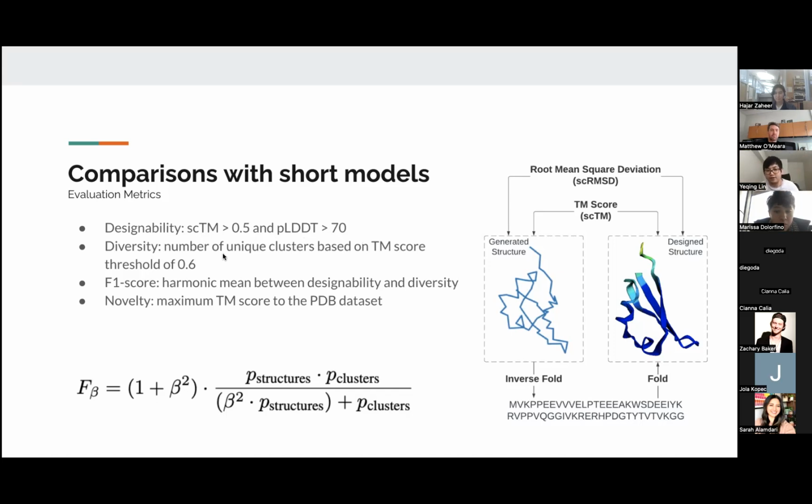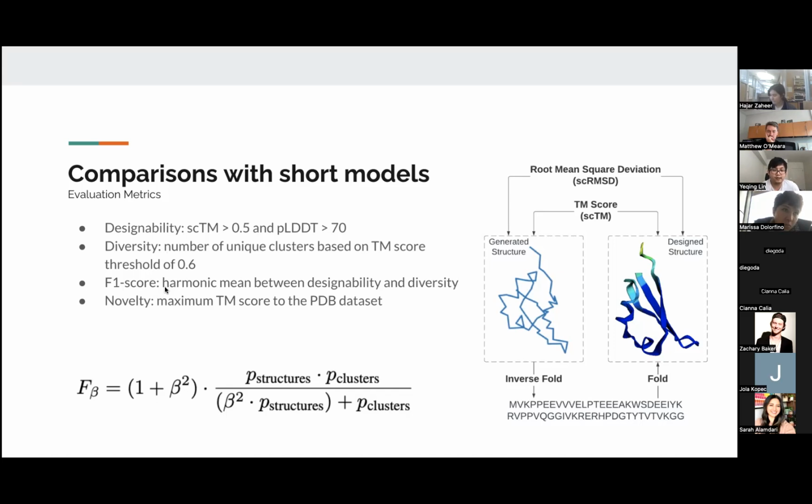The second metric is diversity, where we count the number of unique clusters based on a TM score threshold of 0.6. For the calculation, we generate around 1,000 samples of various sequence lengths and compute the TM score between each pair of generated structures. Then I run hierarchical clustering on it, such that structures are clustered together based on TM score. Diversity is assessed by counting how many unique clusters we have after the hierarchical clustering. That gives us a sense of diversity.